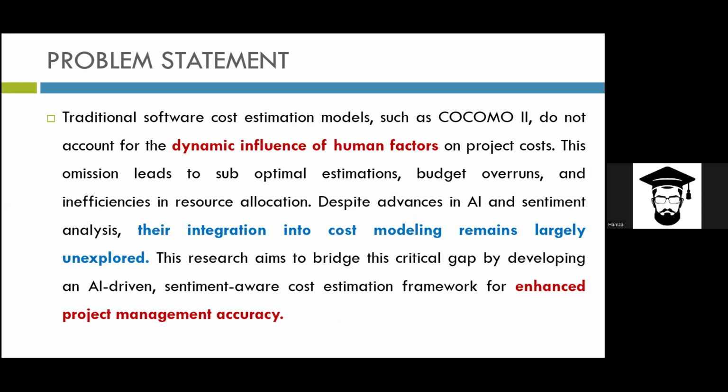Coming over to the problem statement, it comes from the traditional software models, mainly COCOMO, which I have already worked on, which does not account for the dynamic influence of human factors, which I have already highlighted in the first slide. I want to integrate it with an artificial intelligence model, such that the human dynamism, which is always involved in the creation of software, is accounted for and does not affect the project development adversely.